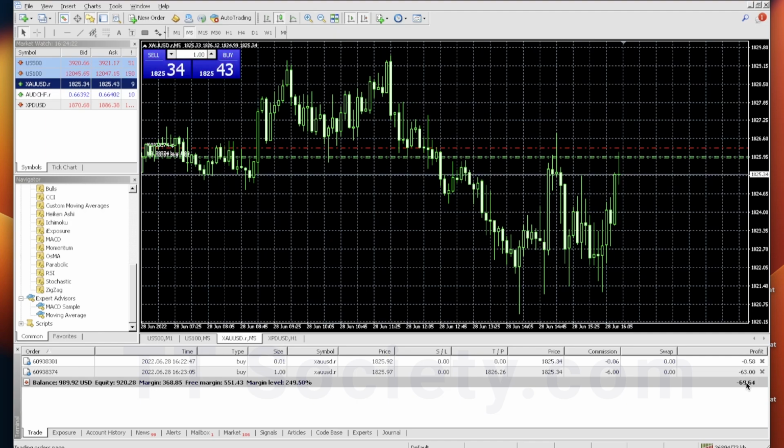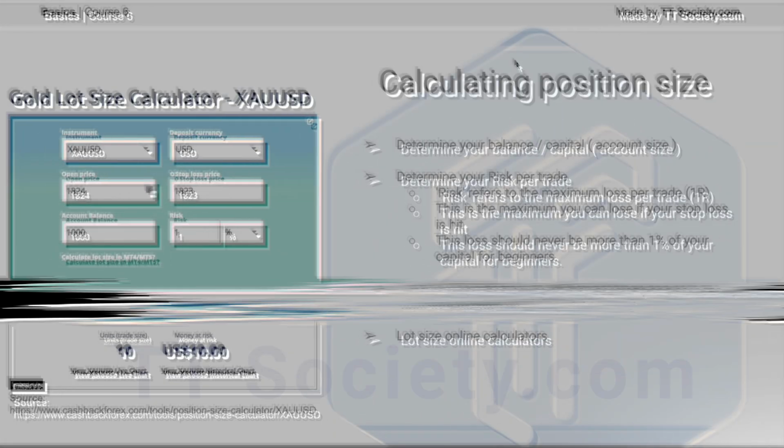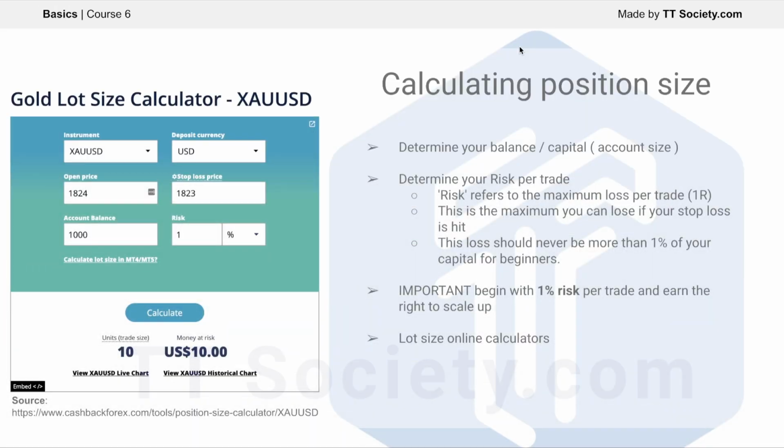So risk management, calculating position size is crucial in order to make it or break it, to not gamble or use unnecessary risk. Keep that in mind. These markets are crucial and you're going to get burned if you're not applying sound risk management.